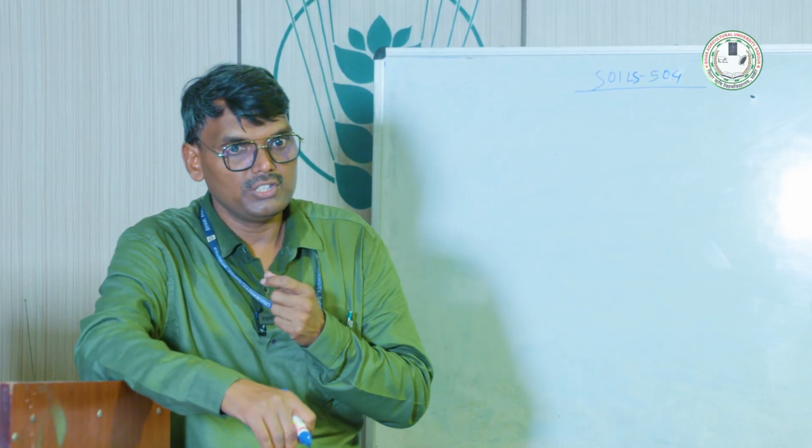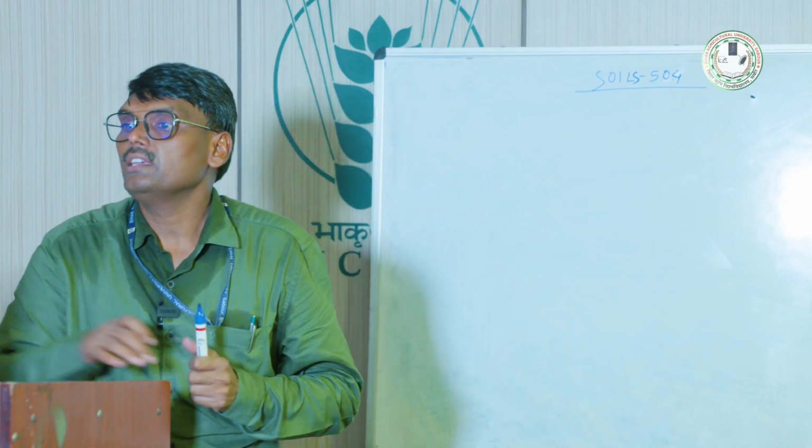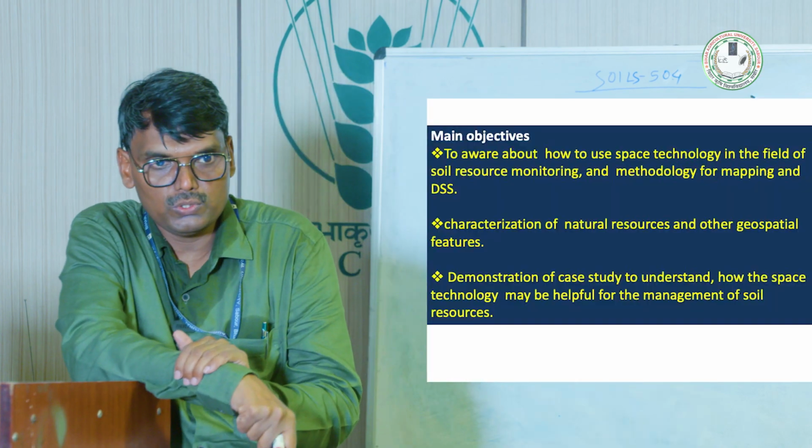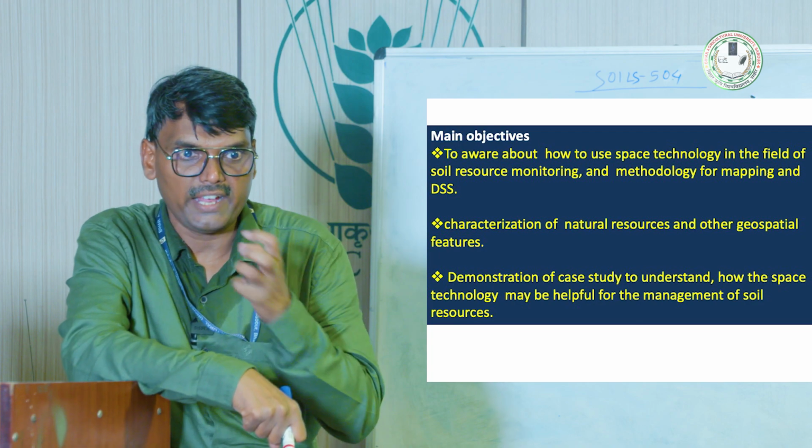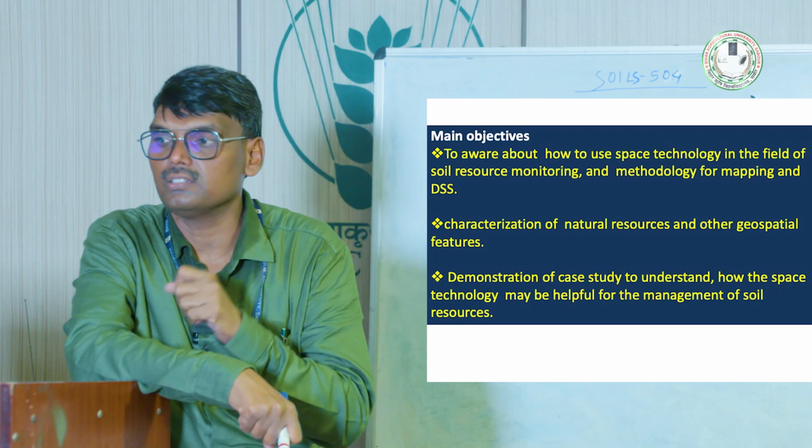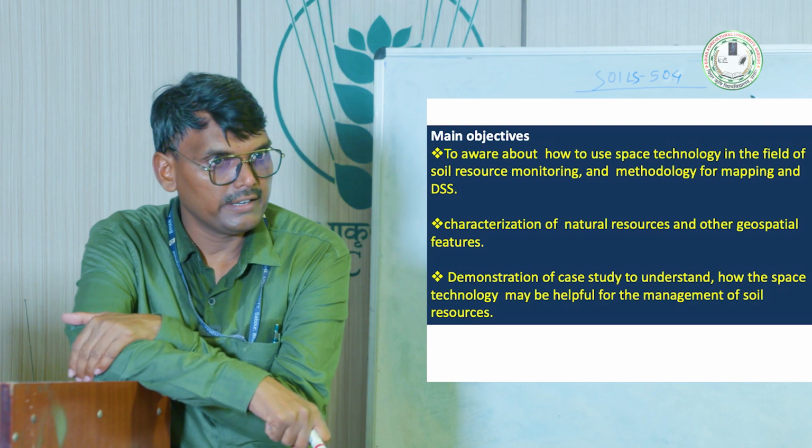These technologies, like remote sensing, GIS, geoinformatics, geospatial technology, whatever we can say, are at the present scenario being used to address natural resources, as well as to solve the problems related to soil, water and vegetation resources. Here, the main objective of this class is how to use these techniques in the field of agriculture system.